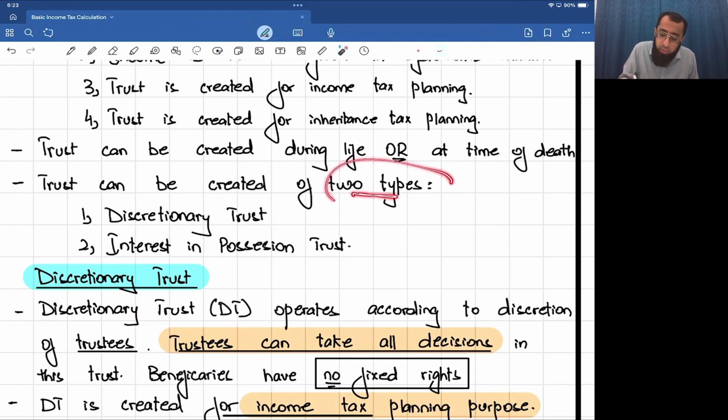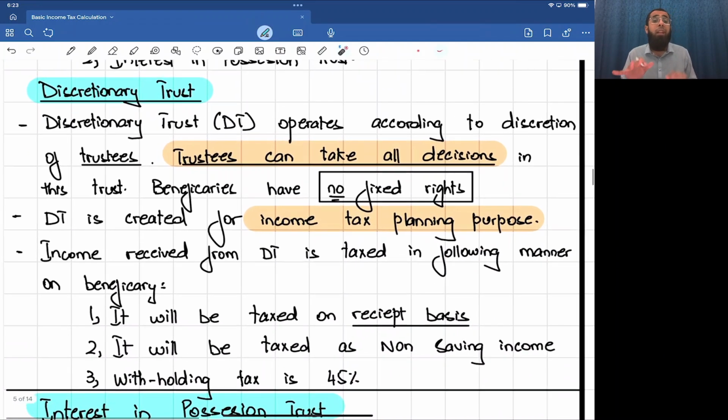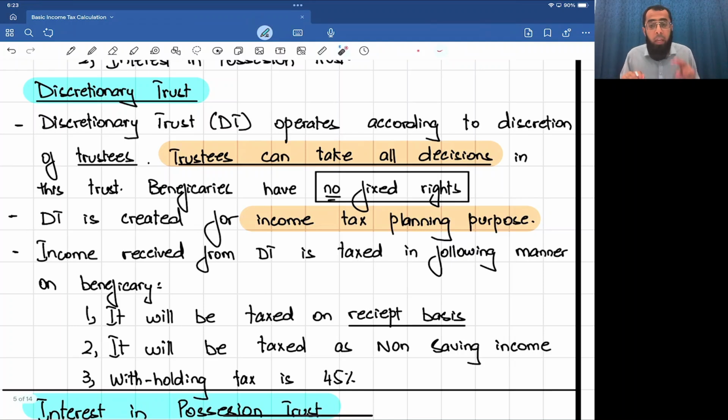Now, there are two types of trust. One is the discretionary trust, and the other is the interest in possession trust. Now, what is it? Let's look at it. In today's class, we'll look at the discretionary trust and we'll do the practice questions on that. We'll look at the interest in possession trust in the next class. You have to go step by step, slow, no rush.